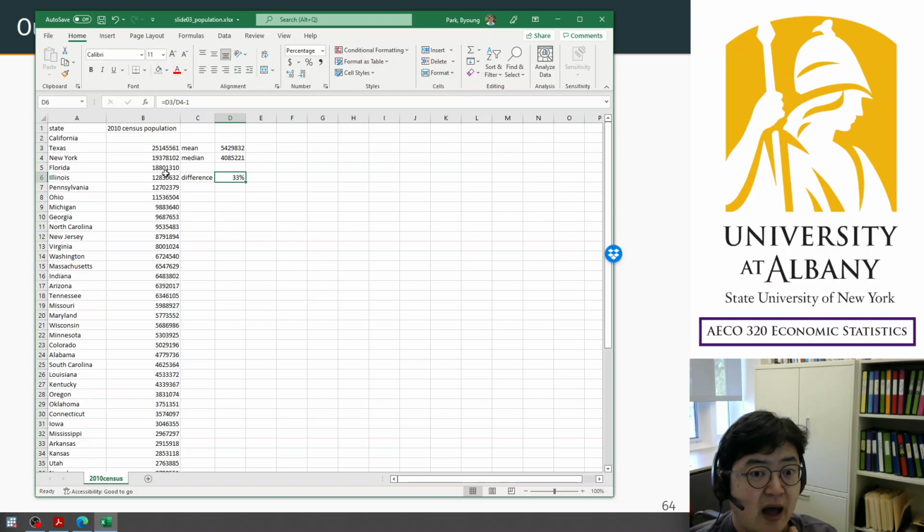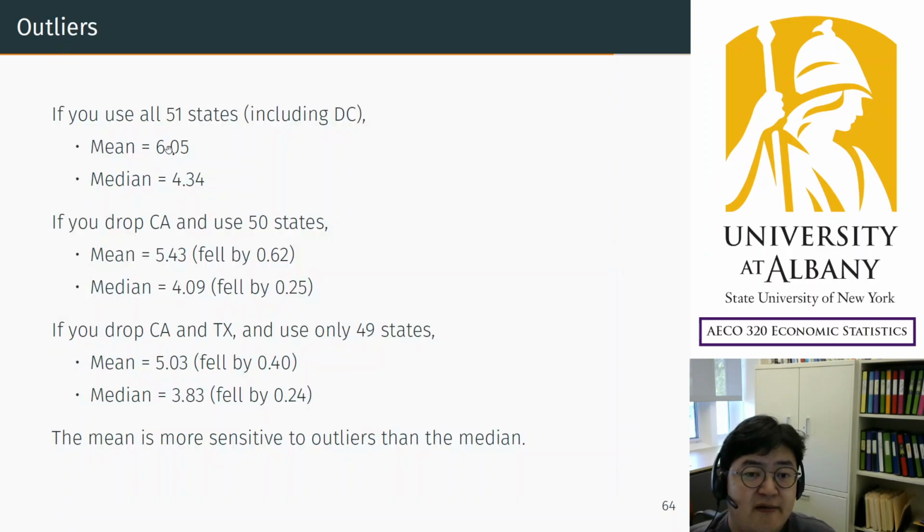So just one state, California, made the difference between the mean and the median larger by 7 percentage points, right? Let me then delete the second outlier, Texas. Then the difference decreases again to 31%, right? So as you can see, a huge part of the difference between the mean and the median is because of California and Texas, right?